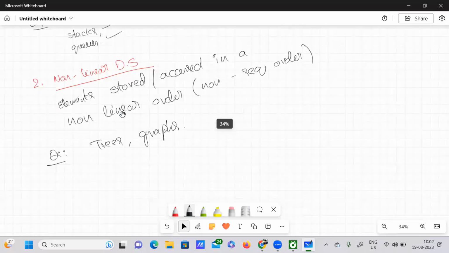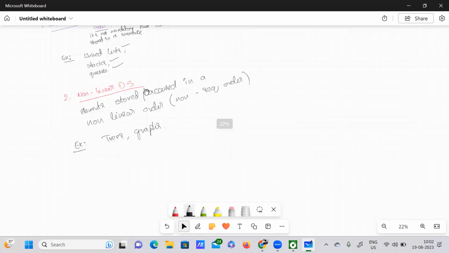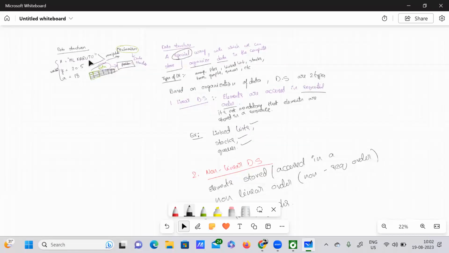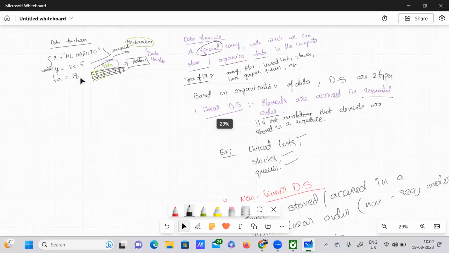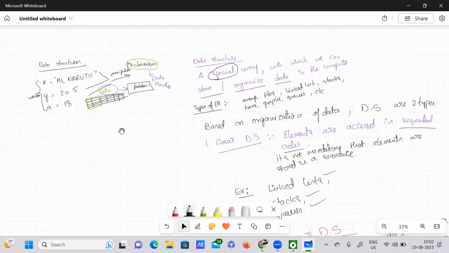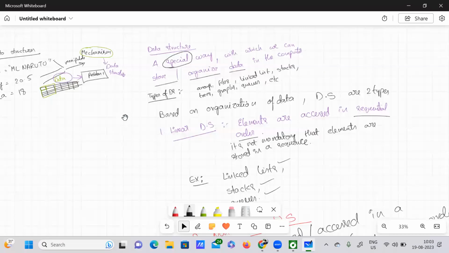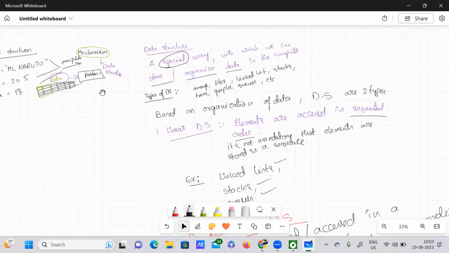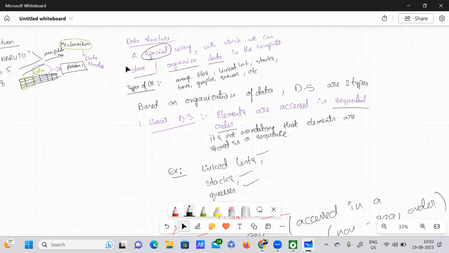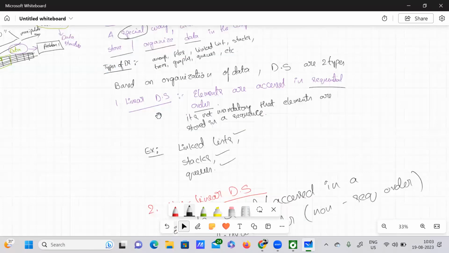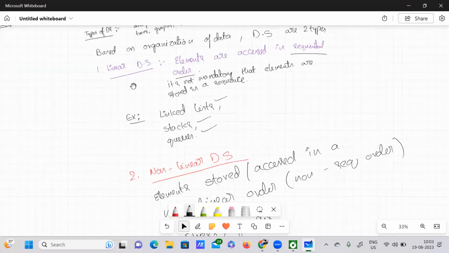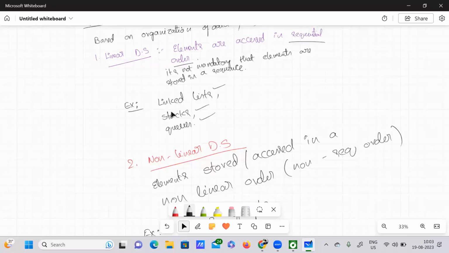So in this video, in total, I have explained what is meant by data structure and how the data is stored or accessed, I mean, depending upon which criteria this happens, and what the types of data structures are. There are two types: linear data structure, and the examples are linked lists, stacks, queues.